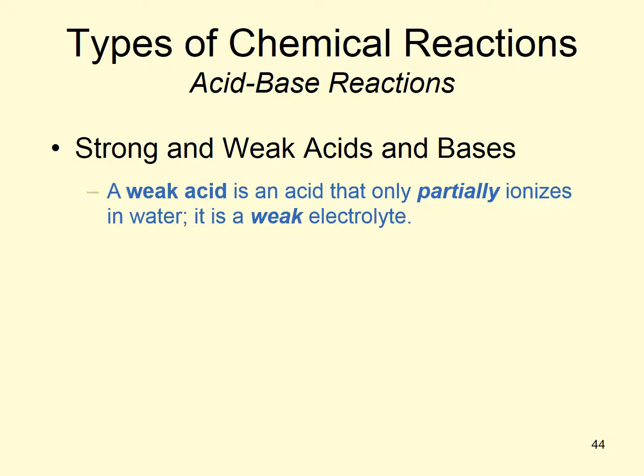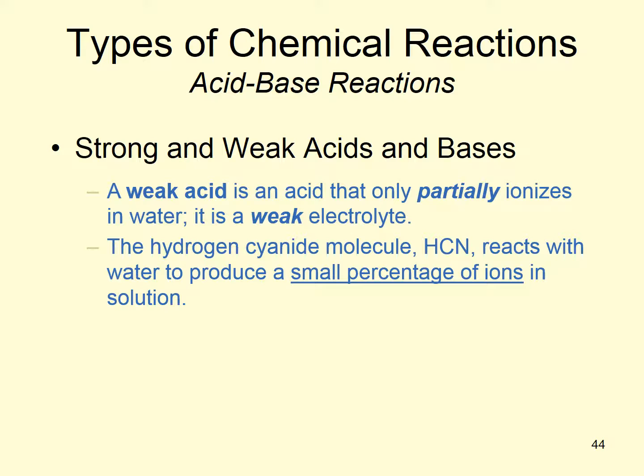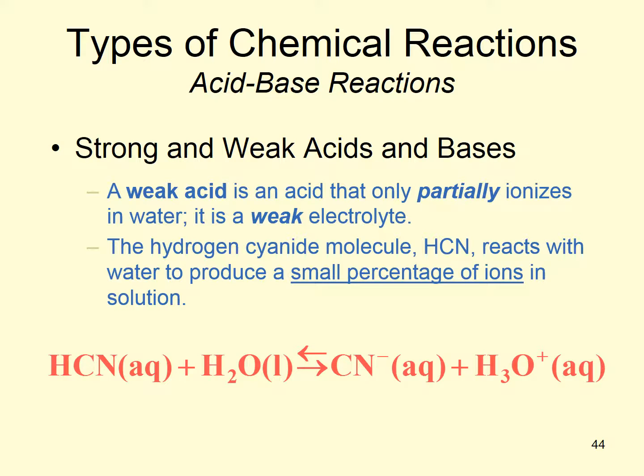Okay, so a weak acid then is an acid that only partially ionizes or partially dissociates. It's a weak electrolyte. HCN, hydrogen cyanide, is an example. Here's the reaction. And notice that we put a double arrow, meaning that only some, and it'll depend on the acid, and we get much more into this in second semester chemistry, but only a small percentage of the HCN will break apart into CN negative and H3O plus. And so it's considered a weak acid because it does not totally ionize.